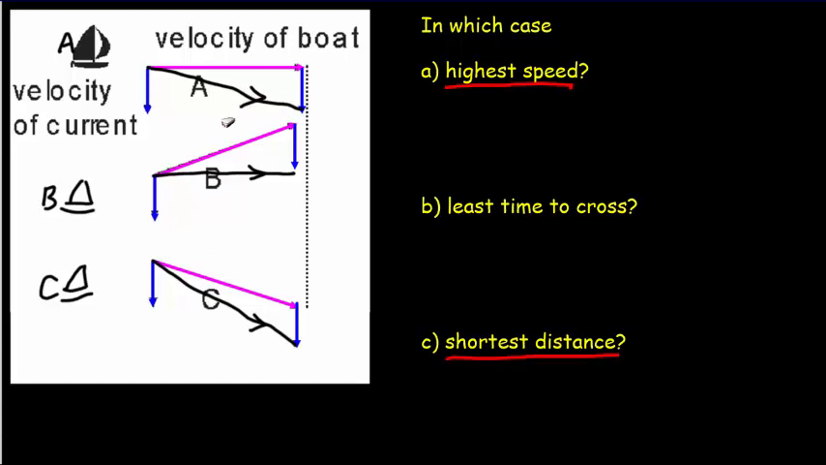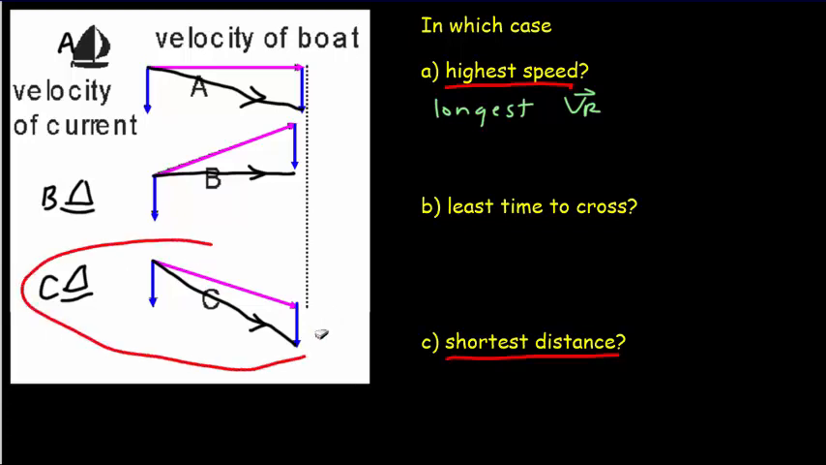So the first question, which one is moving at the highest speed? Well, the one with the highest speed, you're looking for the one that's the largest magnitude resultant vector. And clearly that's going to be the case for C here. This black vector is longer than that black vector or that black vector. So the highest speed is going to be case C.